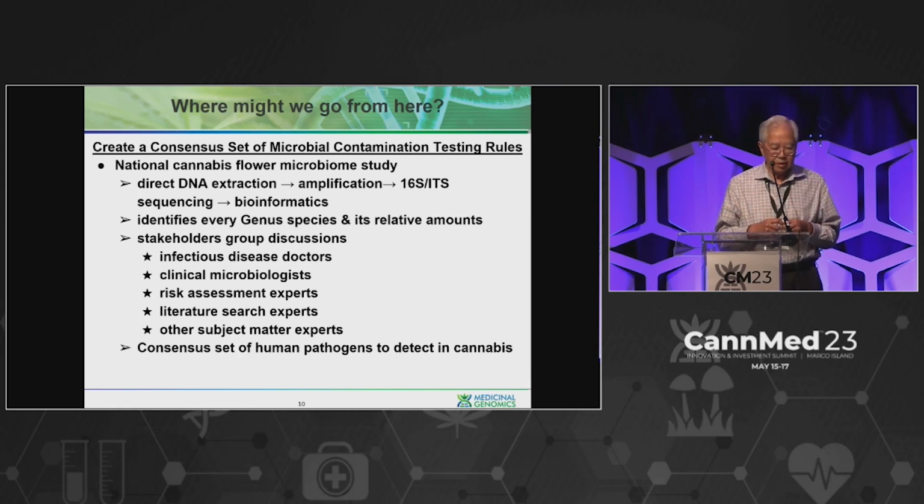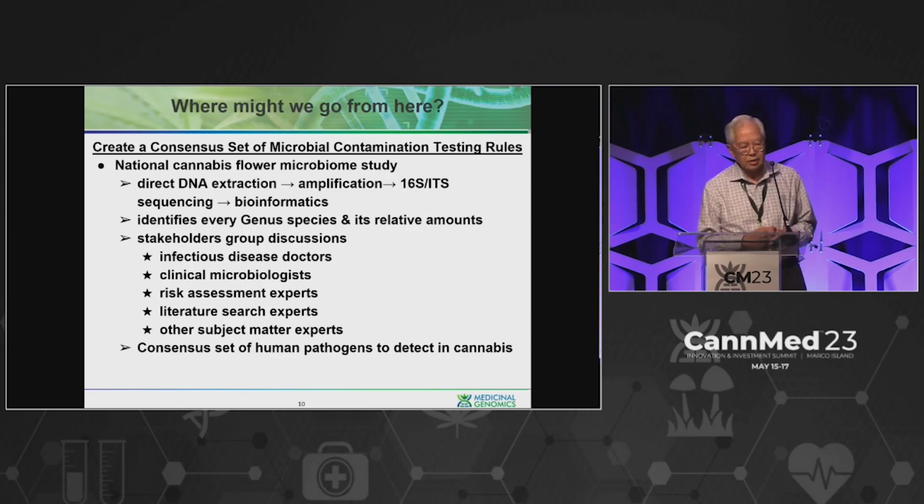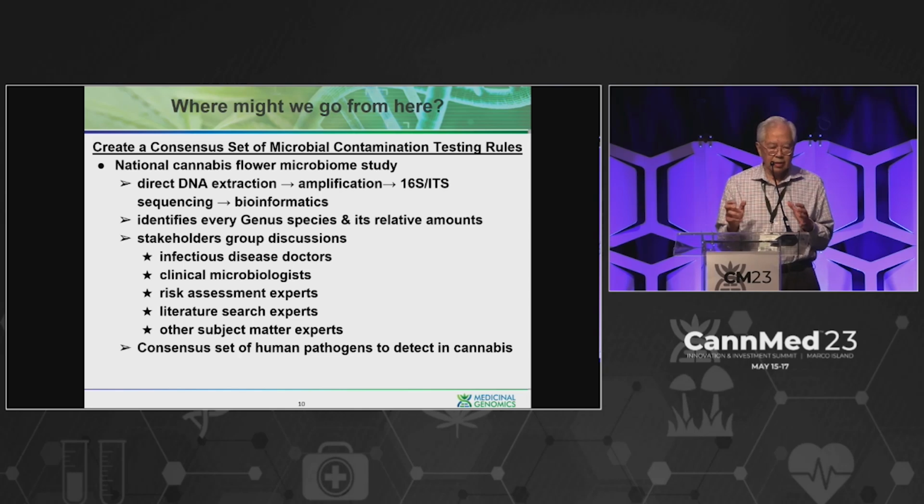And then literature search experts are very, very important because they can do massive literature searches to see what are the microbial species that are human pathogens, which ones are opportunistic pathogens, and so forth and so on. And then through just dialogue, they can lead to identification of additional subject matter experts that could be included in this dialogue. And from all this big data set, one can then determine a consensus set for microbial testing rules for a state, for a region of the United States, or the whole country.